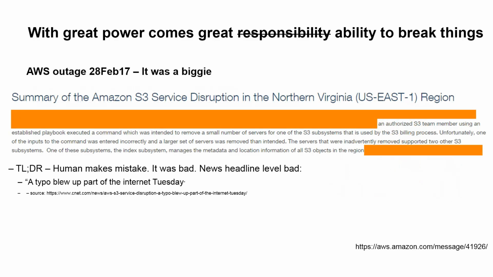Essentially, it was a typo. This is from cnet.com: a typo blew up part of the internet on Tuesday. An authorized S3 team member was using a playbook, so executing a command. This is automation, possibly an Ansible playbook, which was intended to remove a small number of servers, but took down a lot more than it was supposed to. This is exactly what we're saying. If you can take down multiple servers in one go, and you put the wrong thing into your playbook, you take off far too many. There's a possibility that you can cause a massive outage, and that's exactly what happened.